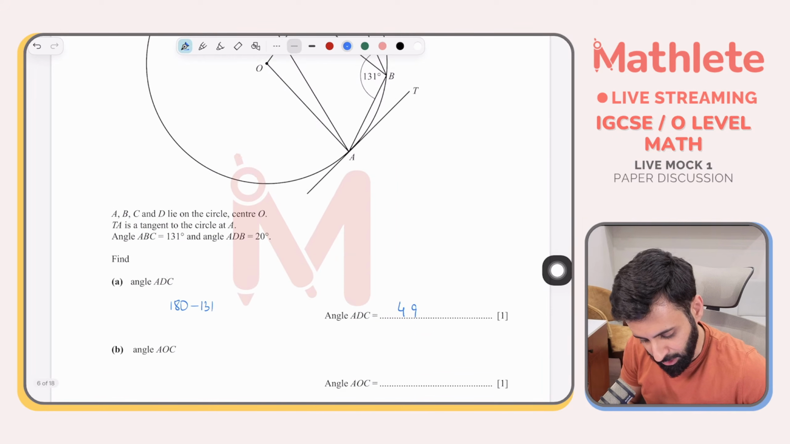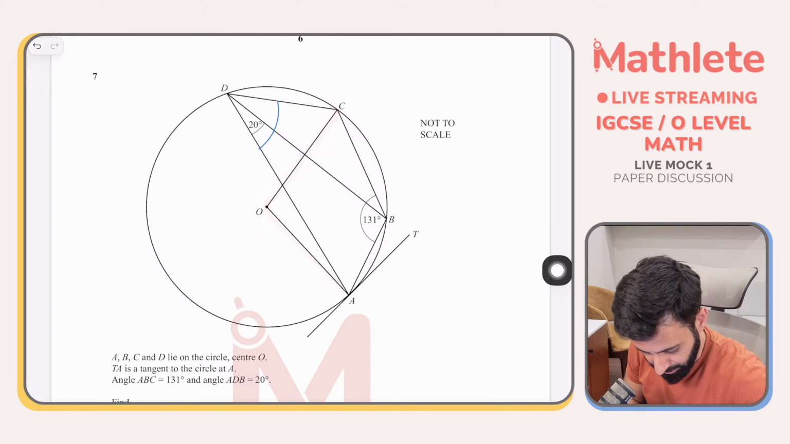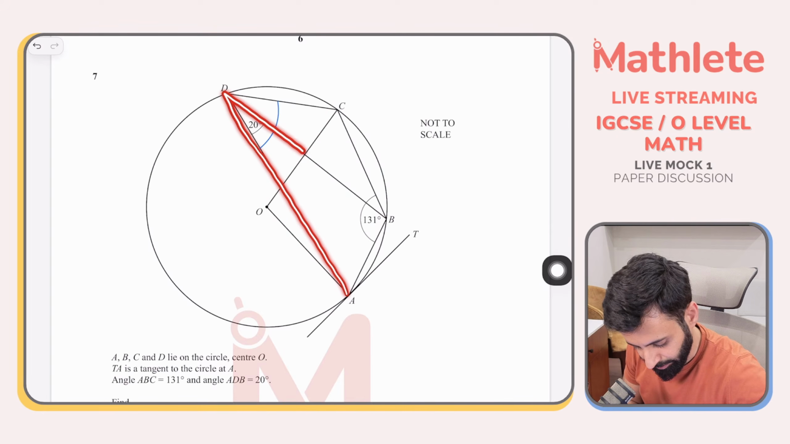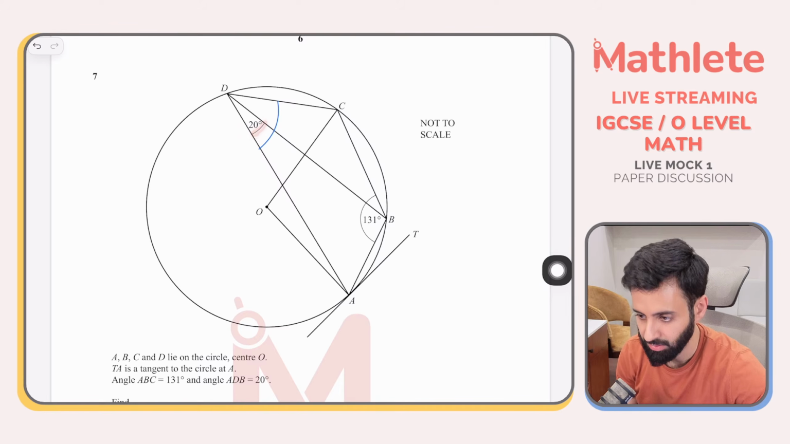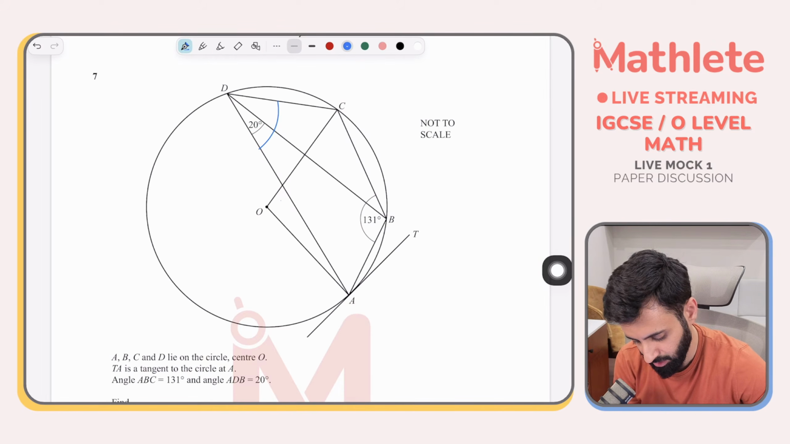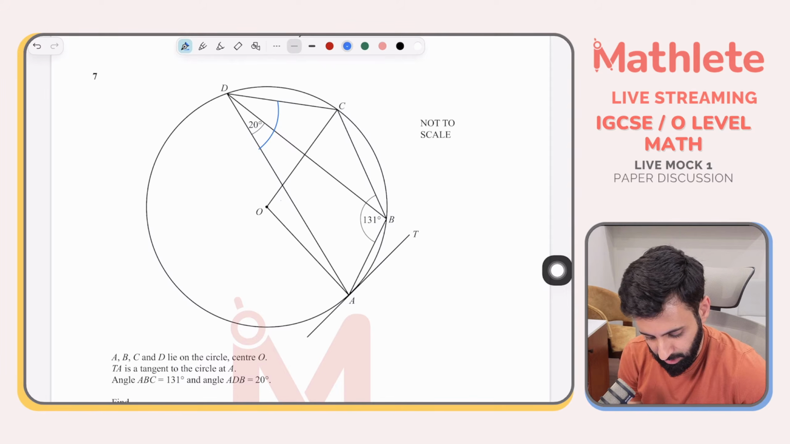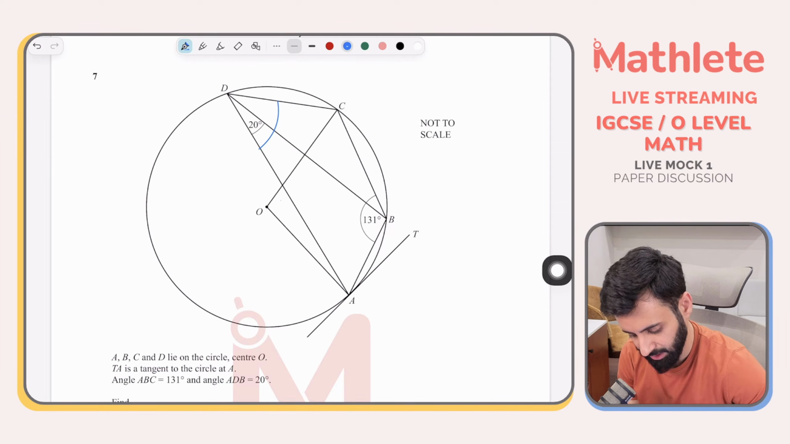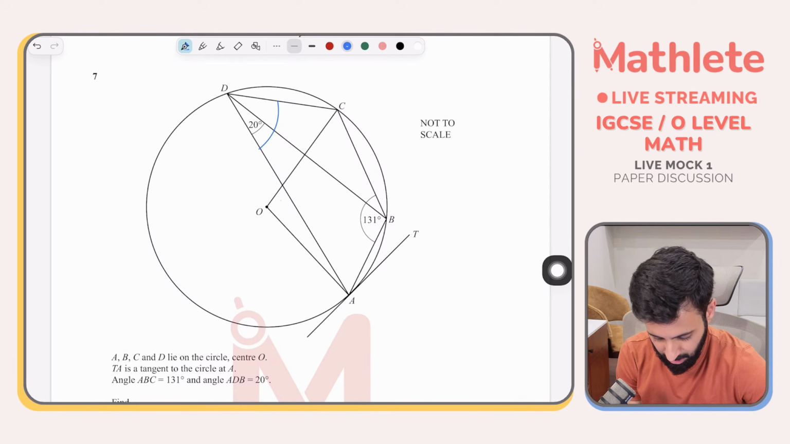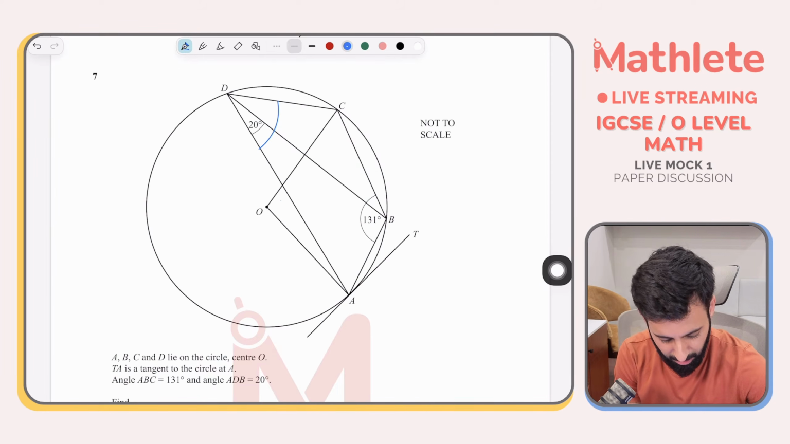Now, AOC. AOC is this angle. AOC will be double the angle of the circumference. No, we will not subtract 20 because the question says ADC. That's this angle. Okay? ADC is this angle. So why will I subtract 20? Again, better read the question.